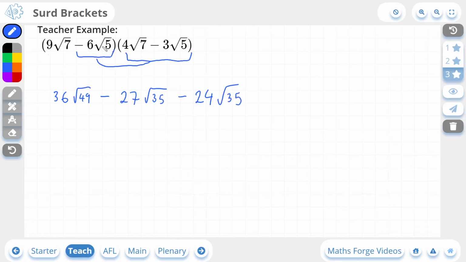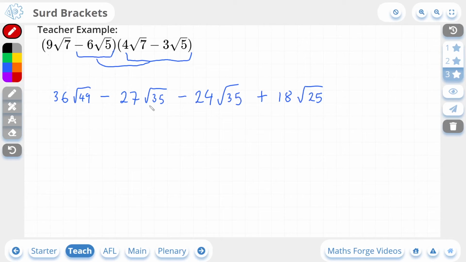And now the second term of the first bracket with the second term of the second bracket. It's a negative multiplied by a negative. So this will output a positive value. And we're going to do 6 times 3, which is 18. And we're going to do root 5 times root 5, which is root 25.